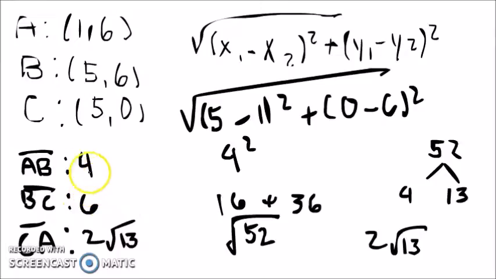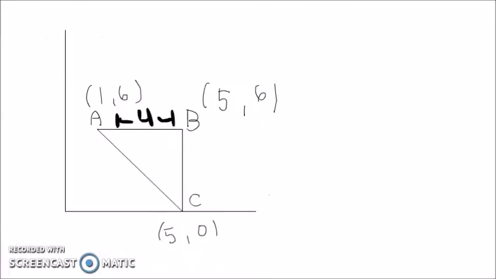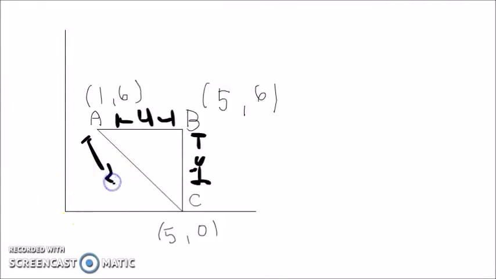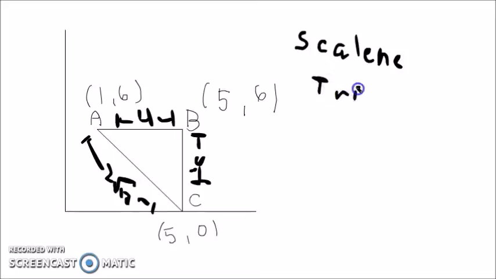So as we can see, this triangle ABC is a scalene triangle because all three sides are different. So 4, then this is 6, and this is 2 root 13. So this is a scalene triangle. Okay, so that's it.